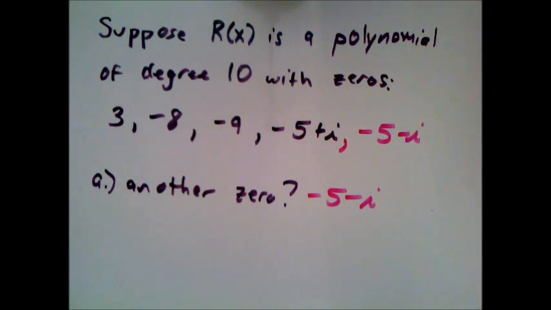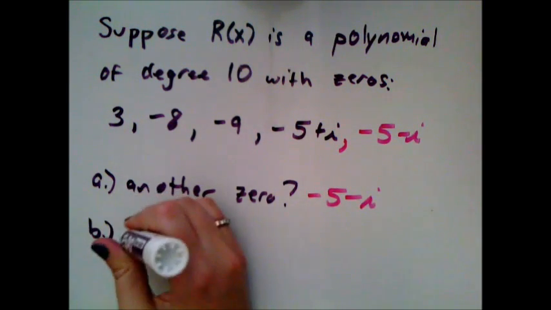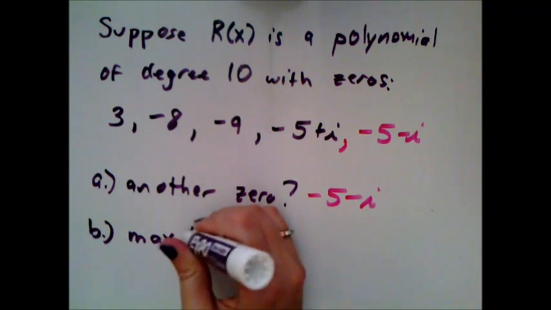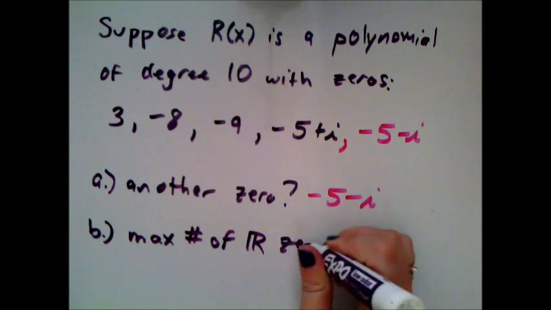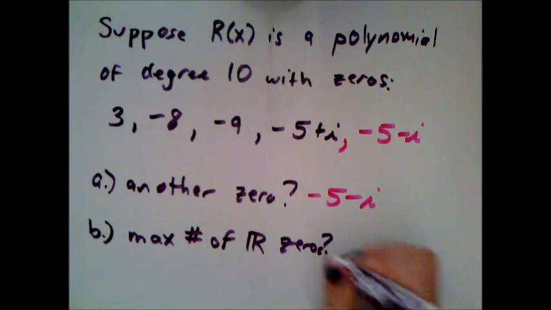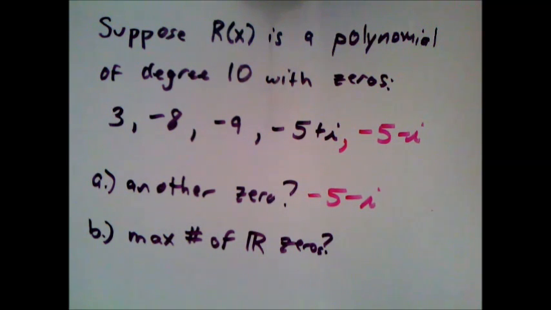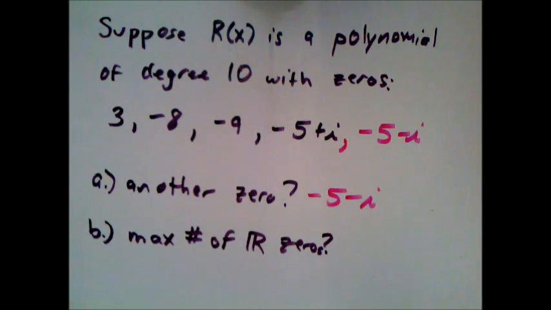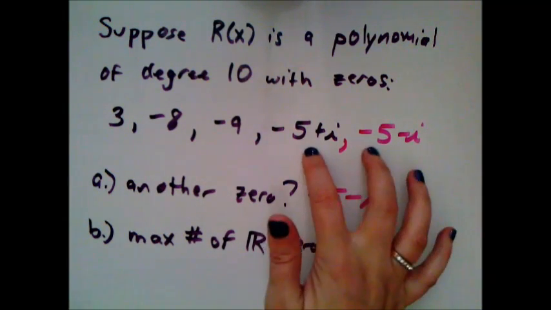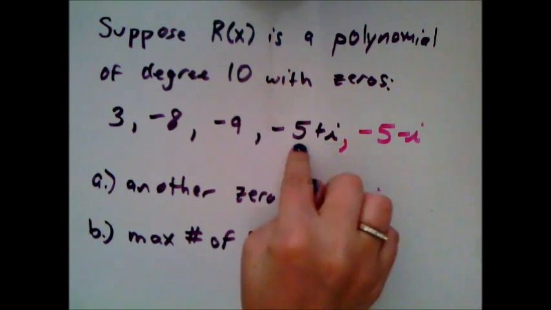Alright, then they say what is the maximum number of real zeros that this could have? So max number of real zeros. Alright, well notice it's degree 10, so it could have up to 10 zeros in general. But then if we look at, well, we already know it has at least 2 imaginary ones, and even once we figure this one out, I just listed it.